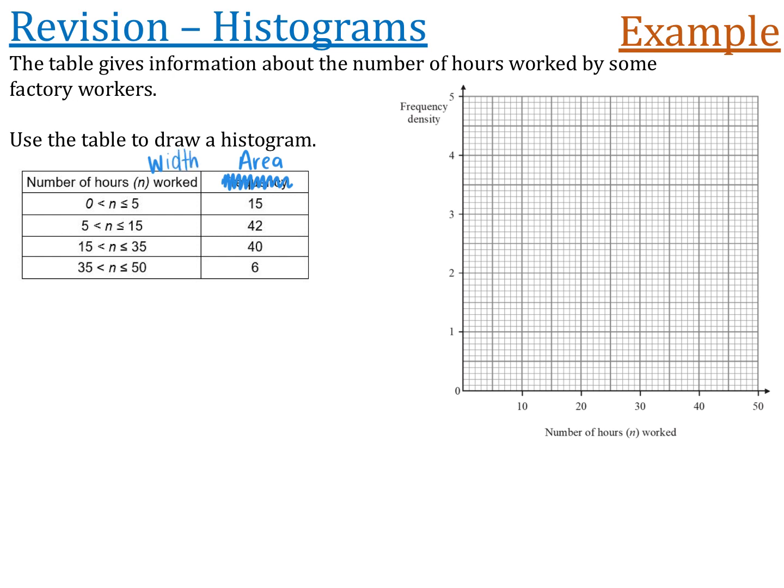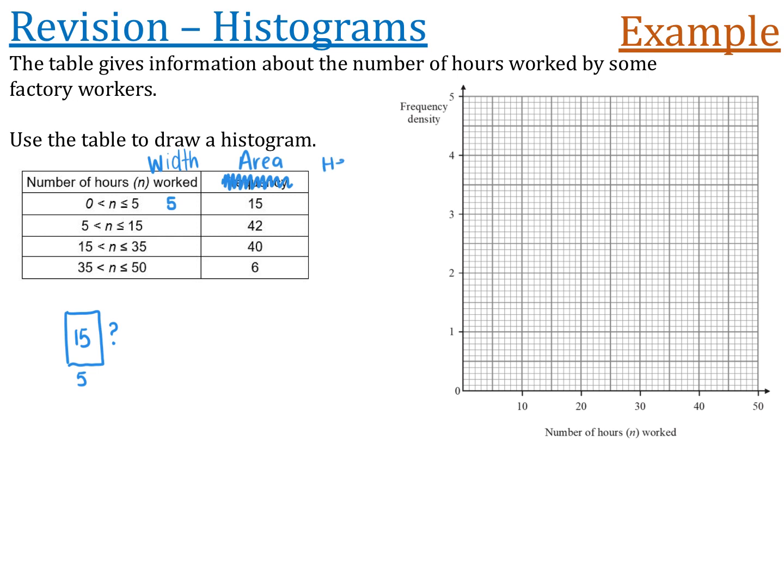So let's read the information first. It gives us information about the number of hours worked by some factory workers. Okay, so at first it says we've got 15 people worked somewhere between 0 and 5 hours. So 0 to 5, that is a width of 5 and an area of 15. Well, if I drew that as a rectangle, I've got an area of 15 and a width across the bottom of 5. How do I find the height?